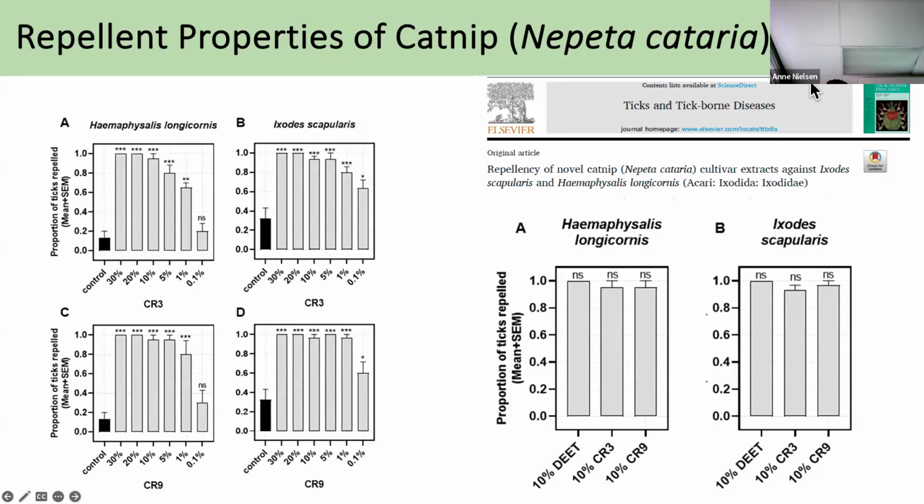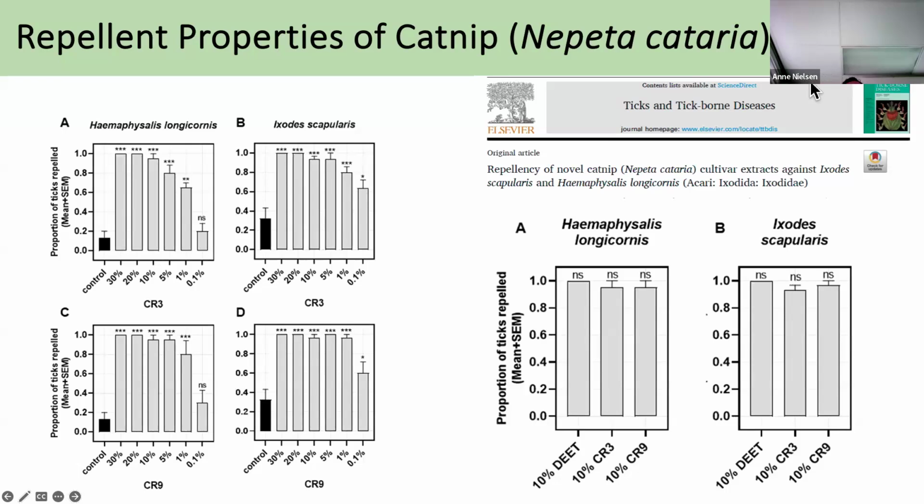We used 2 extracts that Gene Simon provided to us, CR3 and CR9. They are actually very similar. They have very minor differences, and both seem to repel ticks quite well, at least in in vitro experiments in the lab. We saw a small difference that initially we didn't know what to make of, between longicornis and scapularis. It seems that it repels scapularis better than longicornis, but with this type of experiment, it's tricky to make any conclusions looking at these comparisons.